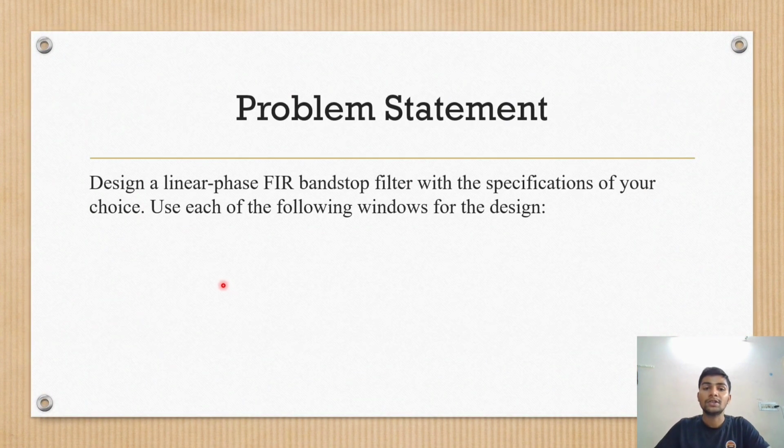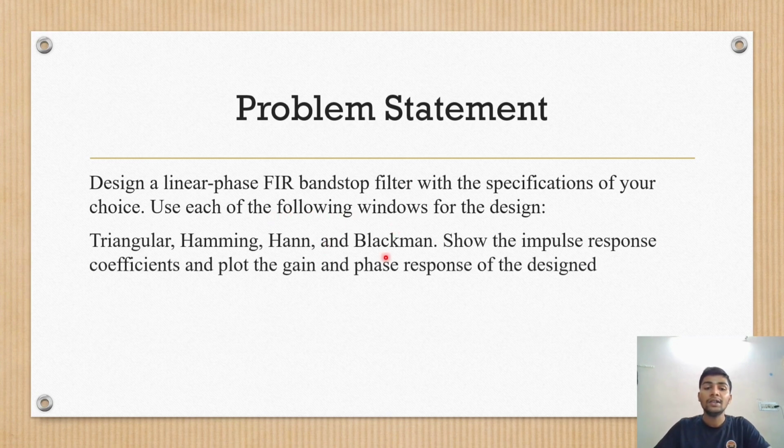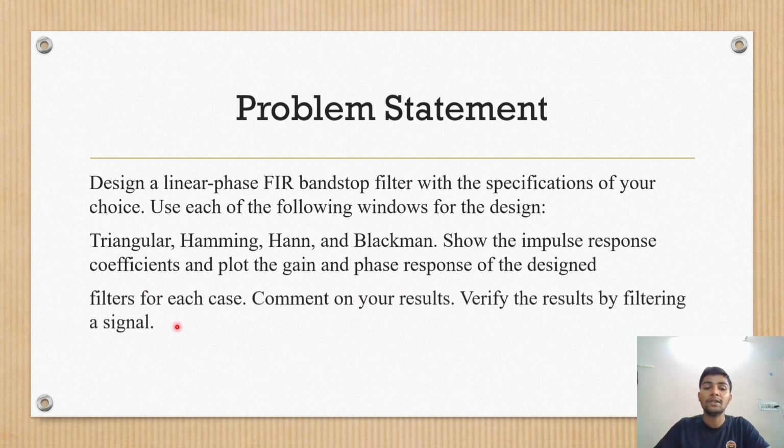This is our problem statement. According to this, I have to design a linear phase FIR band stop filter with some specifications. I can use triangular, Hamming, Hanning and Blackman window. I will show you the impulse response coefficient and I will plot the gain and phase response of desired filter for each case. I will also verify the results by filtering a signal.